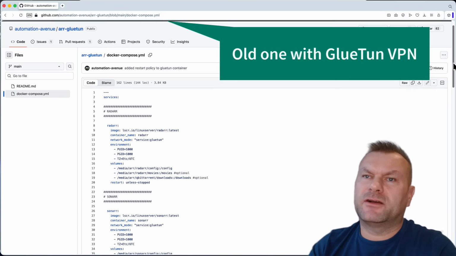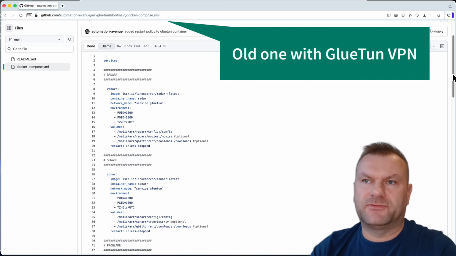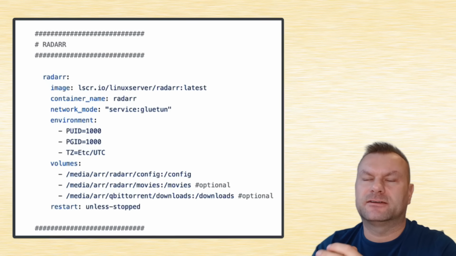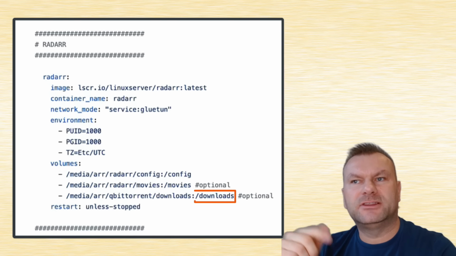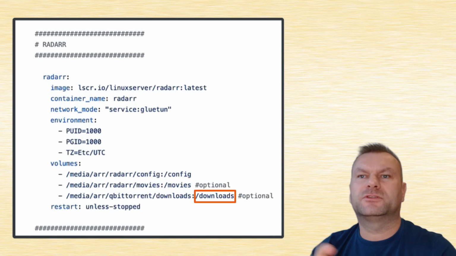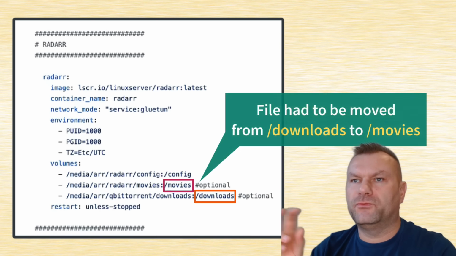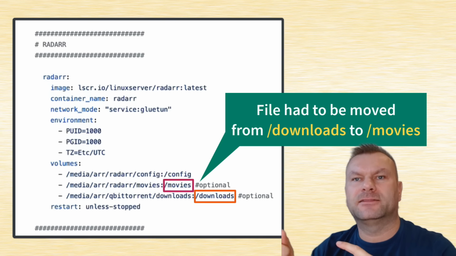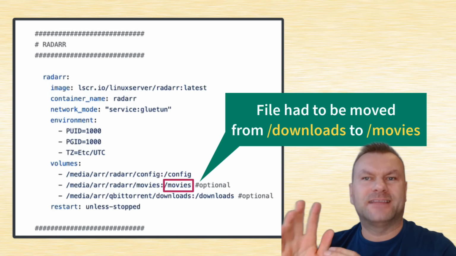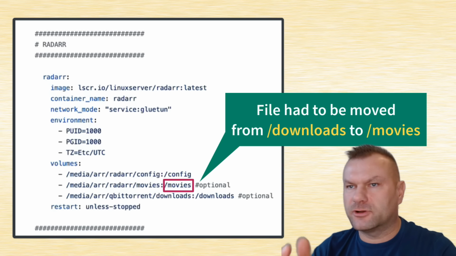And yes, let's maybe have a look at the old Docker Compose file first, that one with Gluetun VPN. You will notice that Radarr and Sonarr downloaded the material to the downloads folder, and then, once it was downloaded, it would then be copied to the new movies or TV folder, and then they would remove the old file in that old location. And that was done following the best Docker practices.